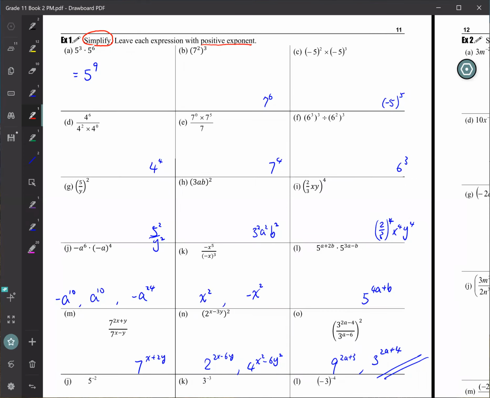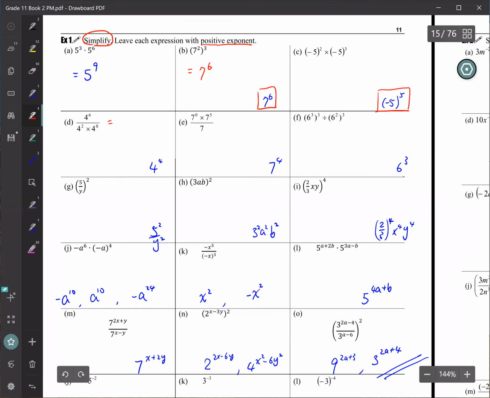Okay, so I'll use the red to show the correct steps. For question B, that one is easy. You just multiply the exponent, so 7 to the 6. So this is correct. This one, a common mistake is you forget the bracket. He did the brackets, so that's good. That one's correct.